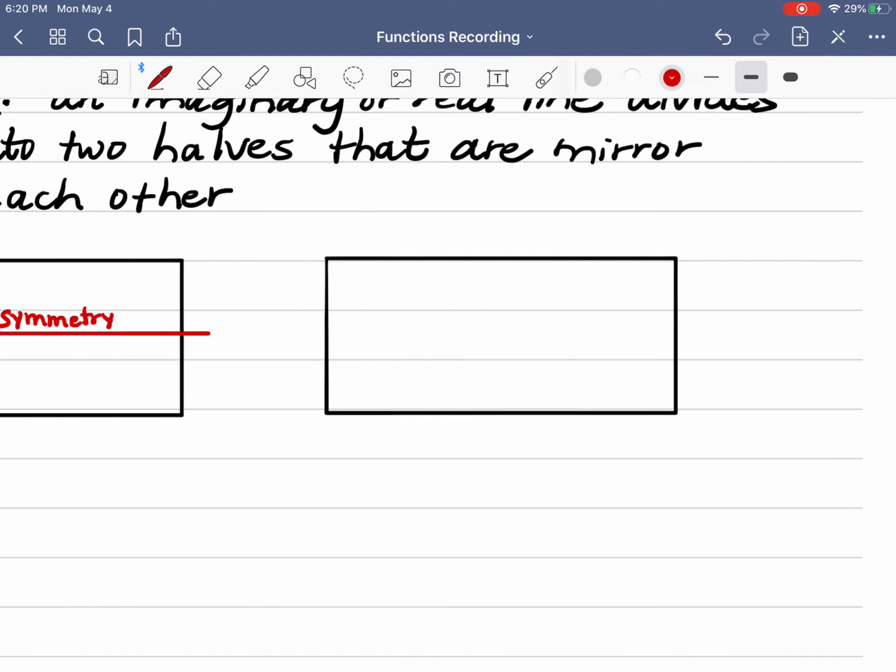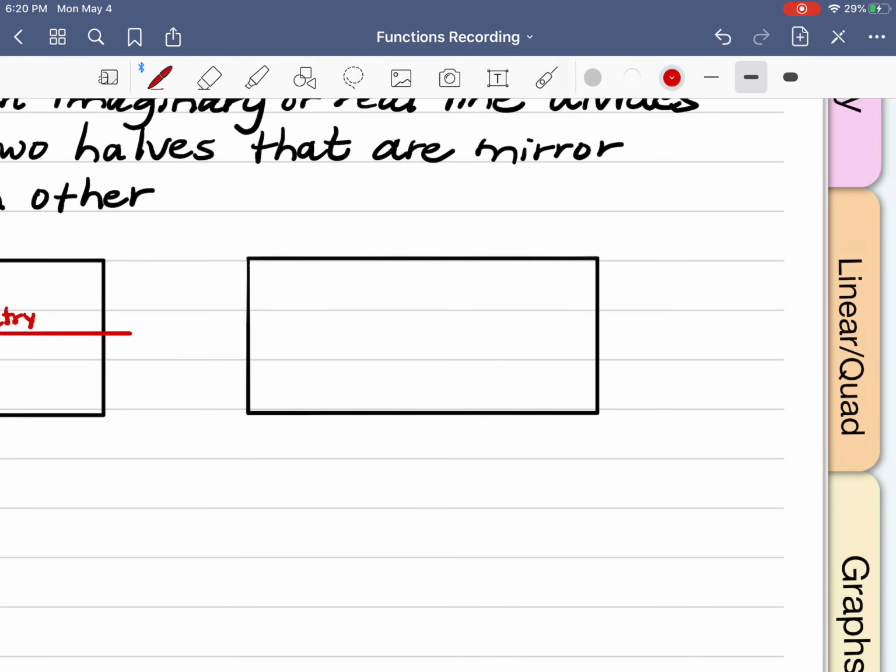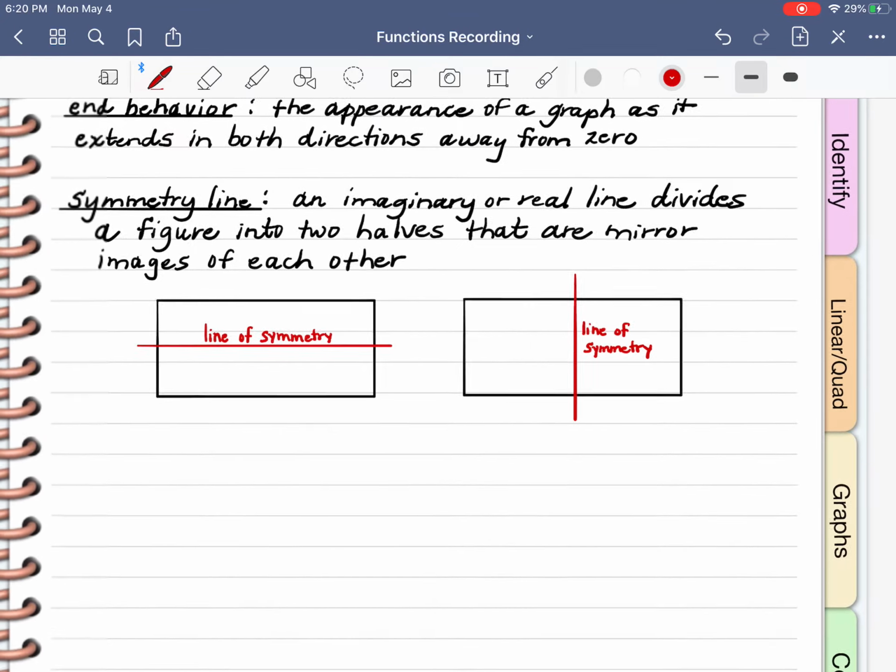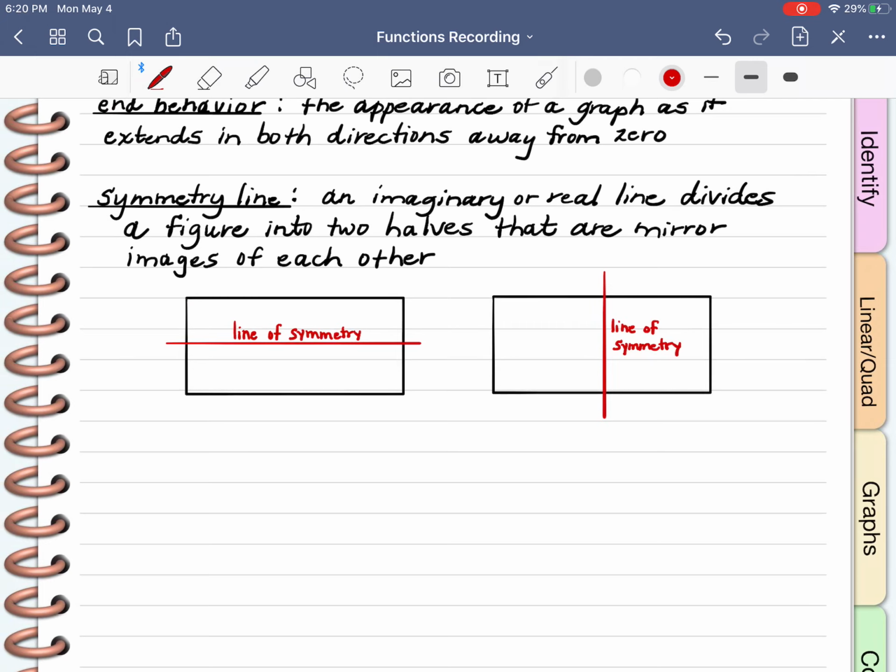What if I took the same rectangle and I divided it right here, and I fold it on that line? It would have two identical halves. It's like a mirror reflecting the other half. So this is a line of symmetry. Lines of symmetry will give you two identical halves. And some shapes don't have lines of symmetry. Some do.